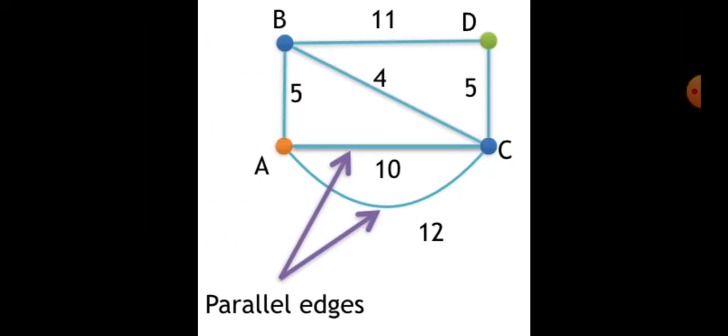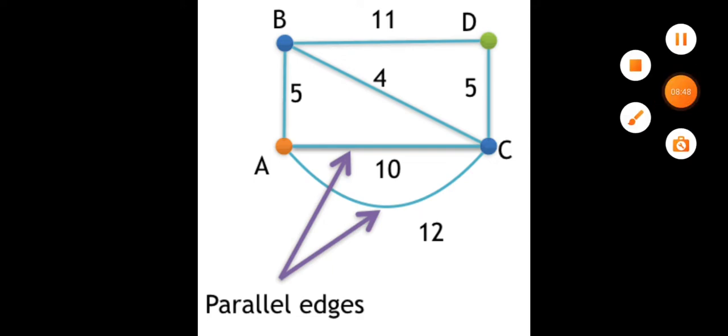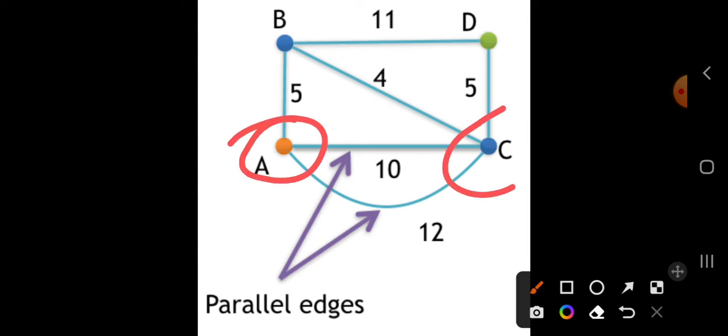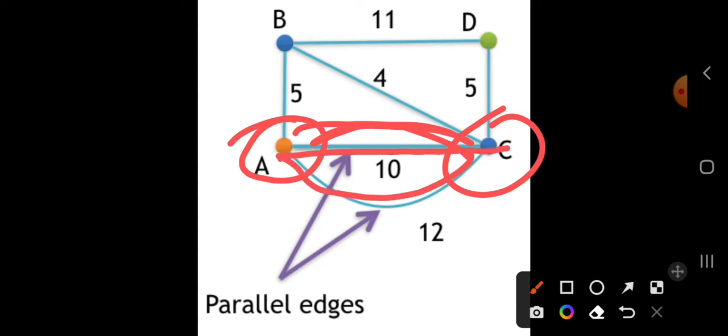Next, you can observe parallel edges. While you are having parallel edges, you should understand that if a pair of vertices contains more than one edge, for example here, A is a node and C is a node. These are the pair of vertices and they have more than one edge. See here, this 10 is one edge and this 12 is one more edge.